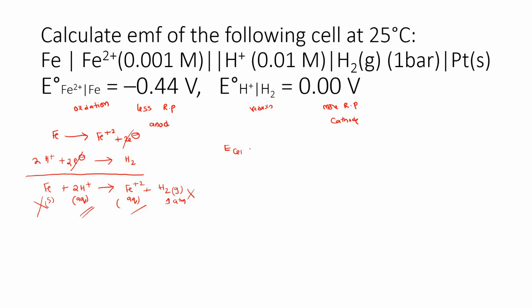E cell is equal to E naught cell minus 0.059 by n log concentration of products by concentration of reactants. Now first of all we need to take E naught cell. E naught cell means what actual formula? E naught cell is equal to E naught cathode minus E naught anode. Same thing I am taking, only the data is different here.